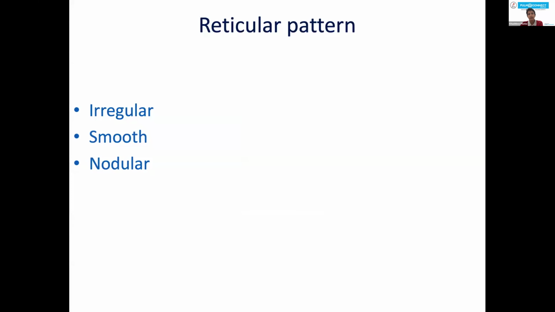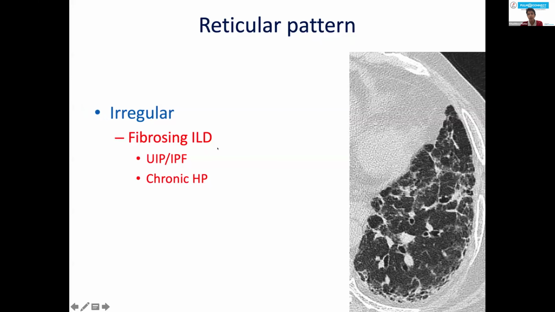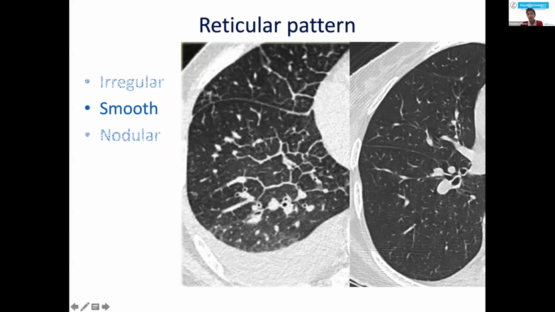Then we come to the reticular pattern. These are lines within the lung. So this is a normal lung. These are a lot of irregular lines. When these lines are irregular, you think of fibrosing ILD, of which UIP, IPF, and chronic HP are the commonest. Often these lines are smooth, as you see in this case. They are not as irregular.